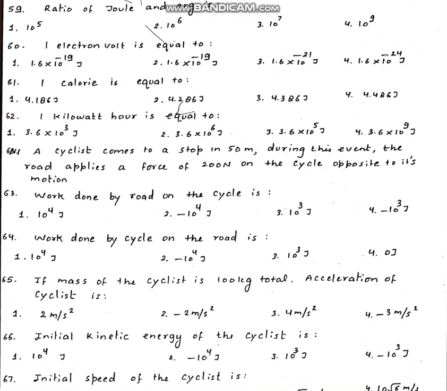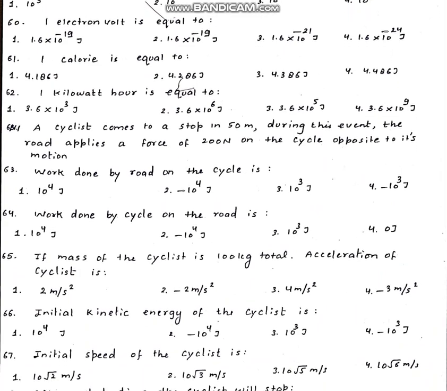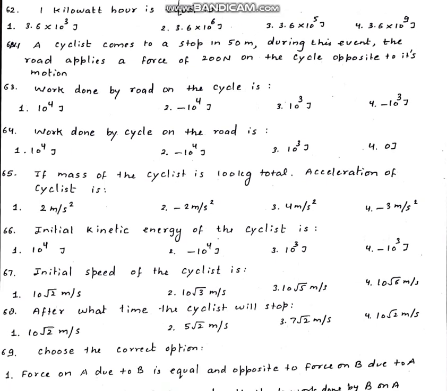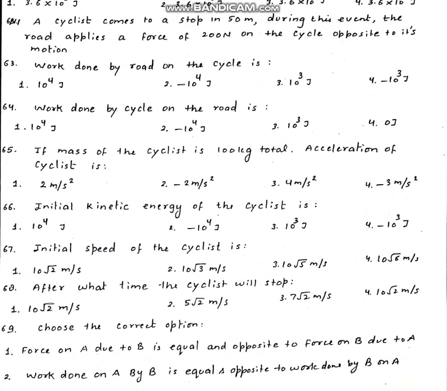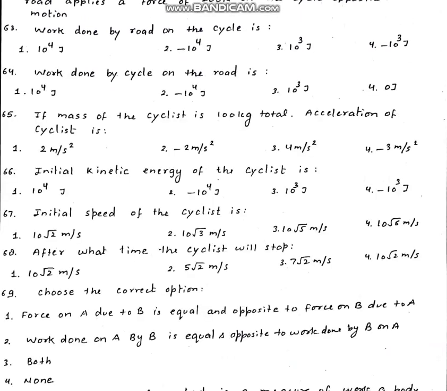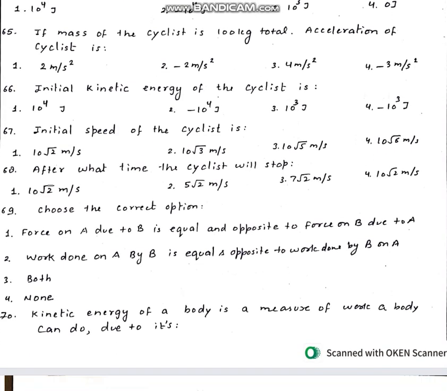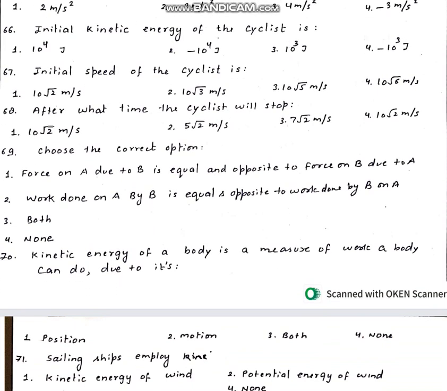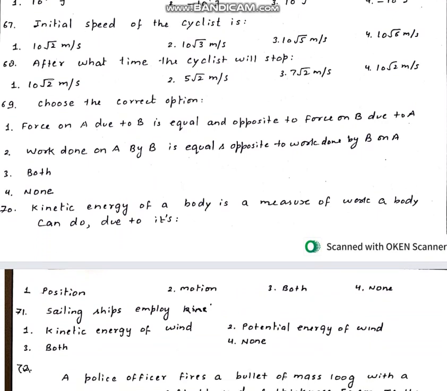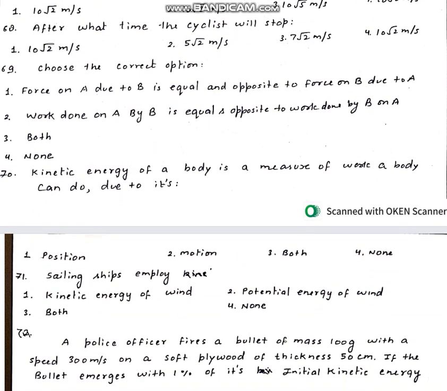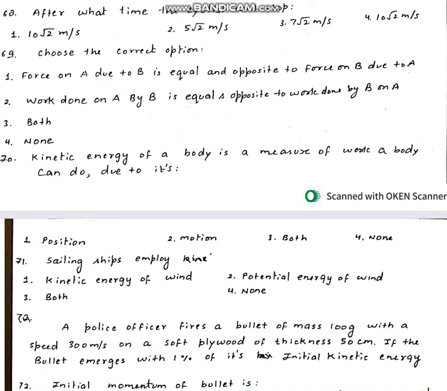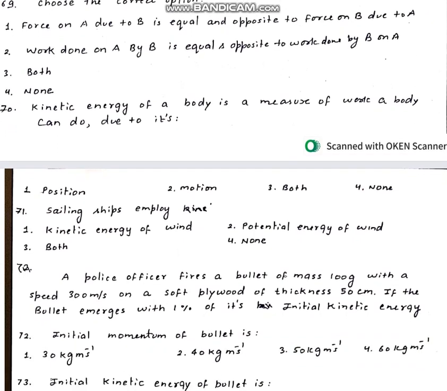Then we need to find ratio, then relation between electron volt and joule, then calorie, then kilowatt hour. Then we have a question based on work done by cyclist on a road and vice versa. Then we need to find acceleration of cyclist, then kinetic energy of cyclist, then speed of cyclist, then the time after which cyclist will stop, and we need to choose the correct option.